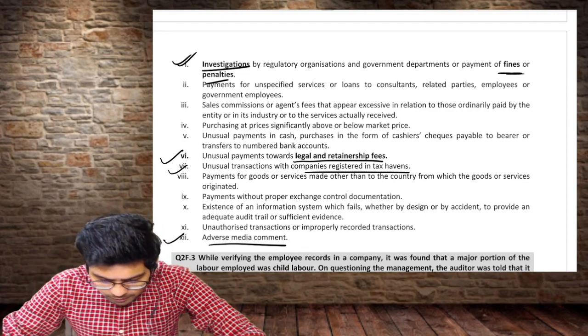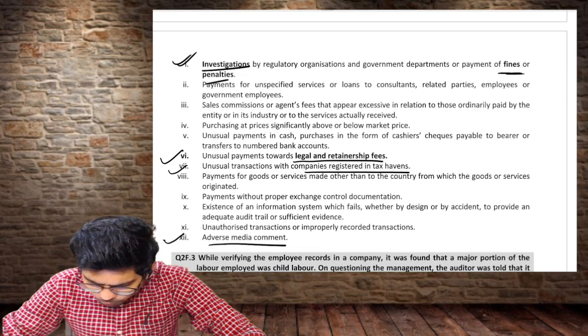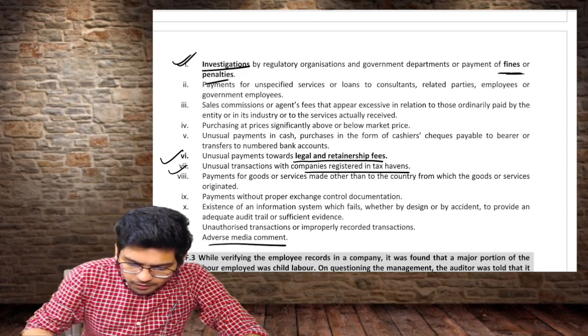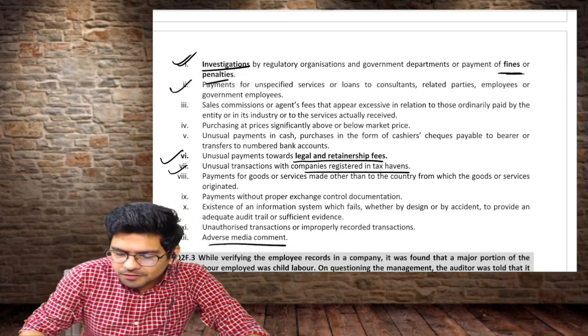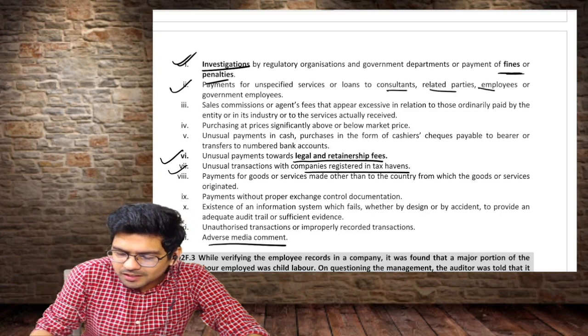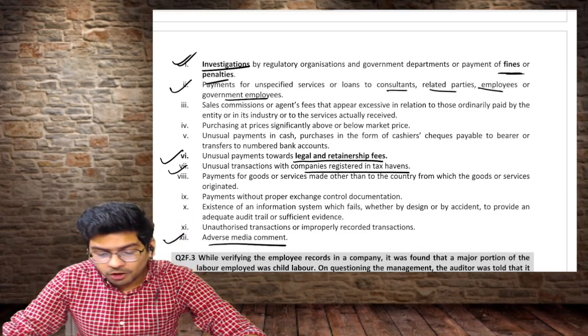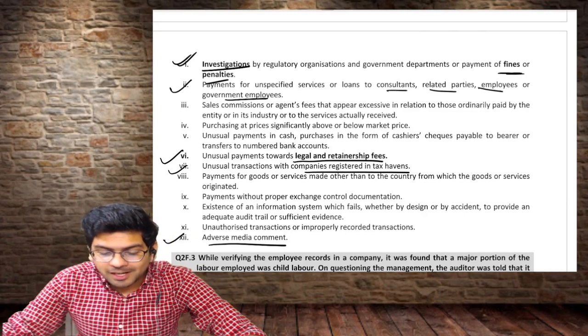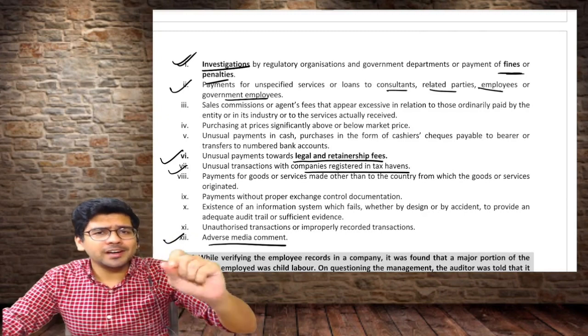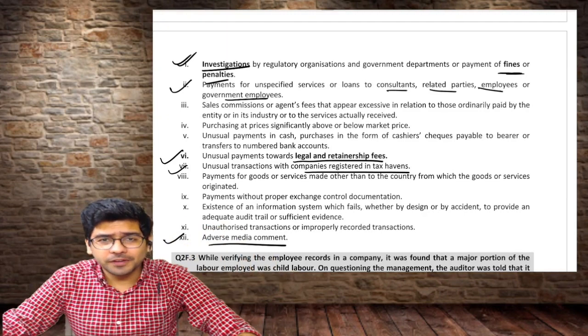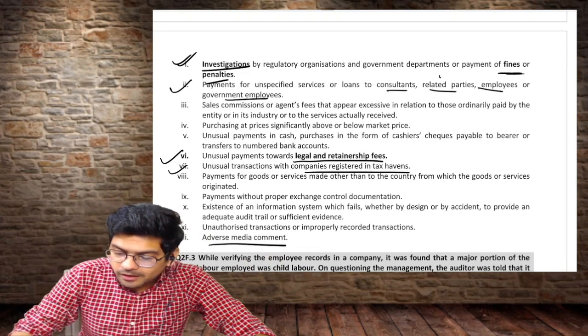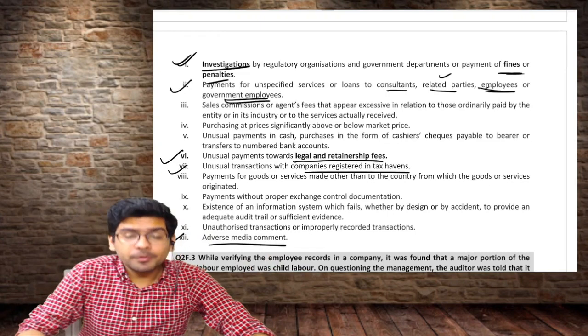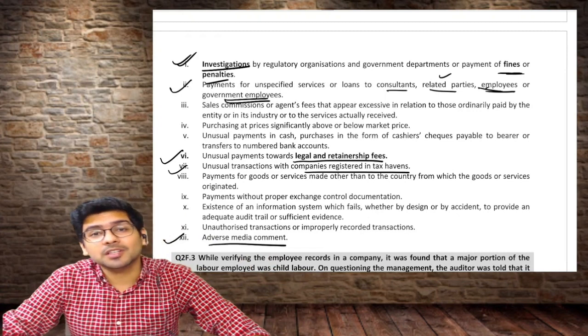All right, now let's go through a few more points. Payments for unspecified services or loans to consultants, related parties, employees or government employees. You have paid money for unspecified services, like you have made the entries of payment but the services are not specified, and the payments are either made to related parties, maybe your employees, maybe government employees, in the form of, let's say, bribe, corruption, etc.